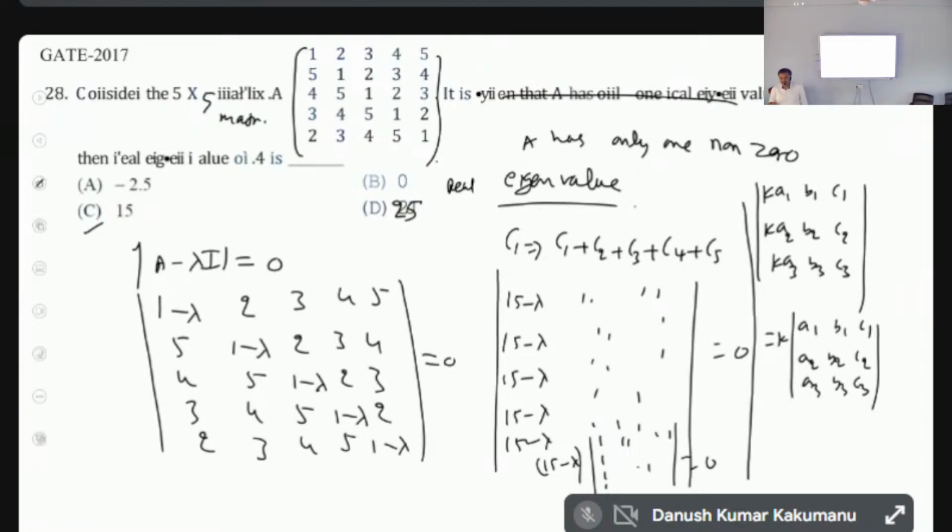What is the question asking? This matrix has only one non-zero real eigenvalue. What is the non-zero real eigenvalue? Lambda equals 15 is the correct answer.